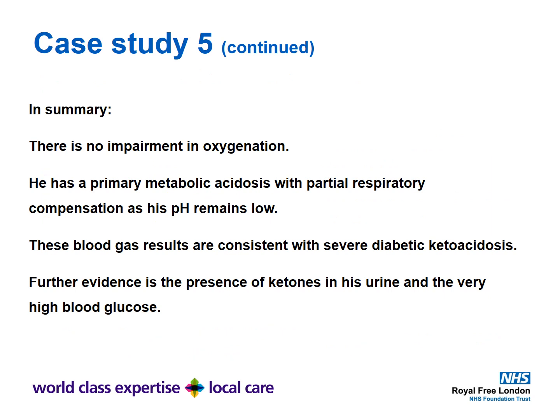So there is no impairment in oxygenation, therefore he doesn't require high flow oxygen. He has a primary metabolic acidosis with partial respiratory compensation, and it's partial because his pH remains low, but he's hyperventilating to try and blow off the acid. These blood gas results are consistent with severe diabetic ketoacidosis. Further evidence is the presence of ketones and the high blood glucose.